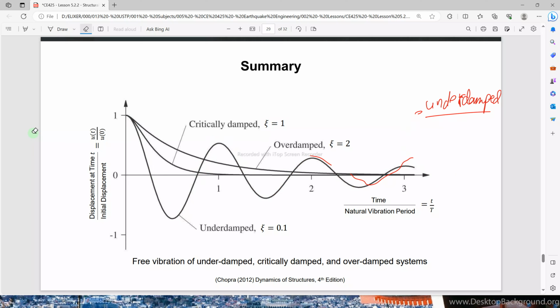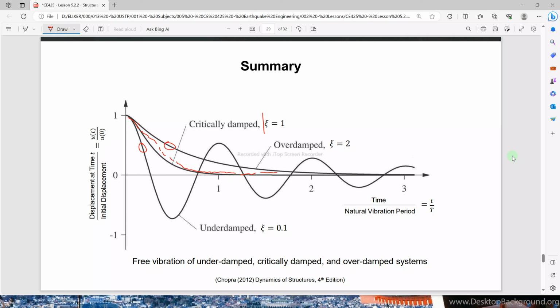Now, if the system is critically damped, there will be no oscillation in the structure. So what will happen upon the displacement? It will go back to its original position. Critical damping is the boundary between underdamping and overdamping. Since it is the boundary, the conditional graph is underdamped, and this other one we call the overdamped.